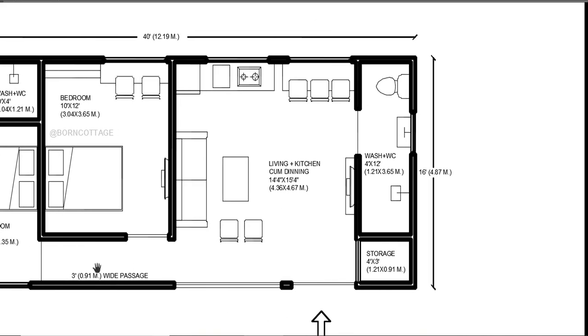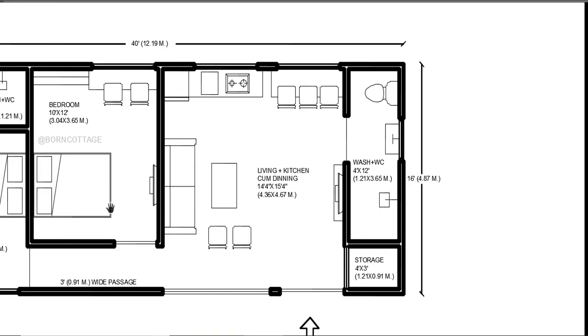So we have a 3 feet, in meters 0.91 meter, wide passage here, and on the right side we have bedroom number 1 here. You can see here the bed arrangement, unit arrangement, wardrobe arrangement and also a study table with 2 chairs and a large size window for ventilation and light purpose of this room.